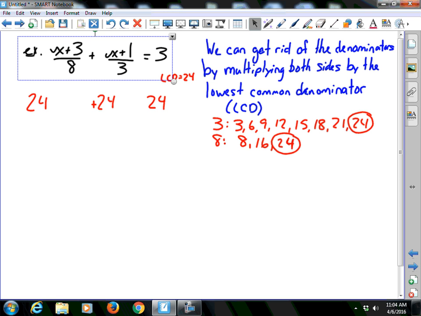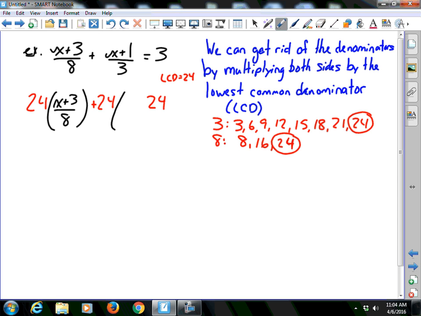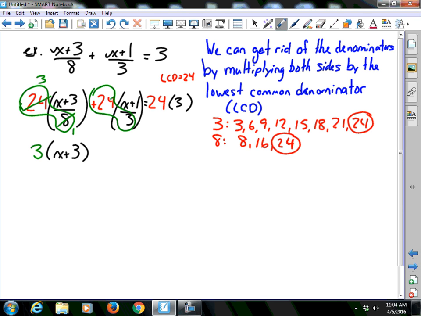Okay? So 24 times (x plus 3) over 8 plus 24 times (x plus 1) over 3 is equal to 24 times 3. Why do we do this? Well, it's all about cross-canceling or doing division to get rid of those denominators. So you look at the 24 and the 8 specifically. How many times does 8 go into 24? 3 times. And then 8 divided by 8 is 1. It's now gone. So I'm now left with 3 times (x plus 3). Here, 24 divided by 3, well, that's 8 over 1. So now I'm going to have plus 8 times (x plus 1) is equal to 24 times 3, which is 72.